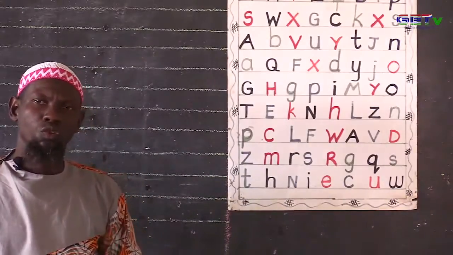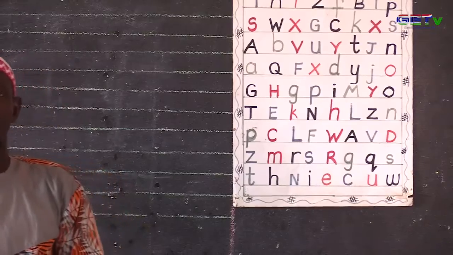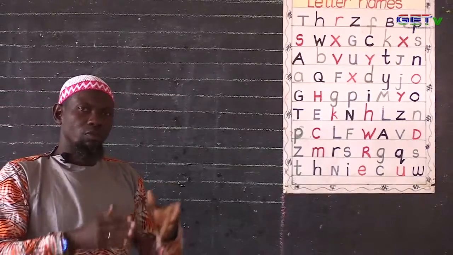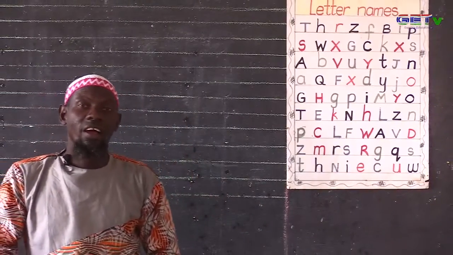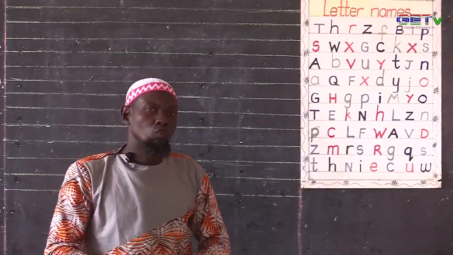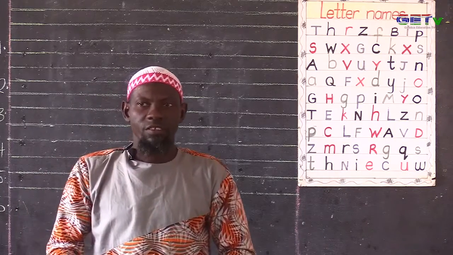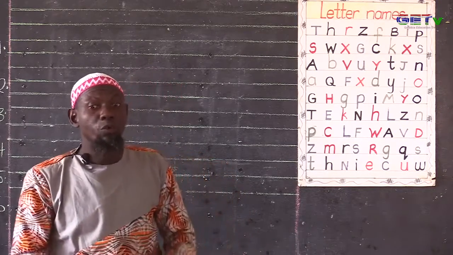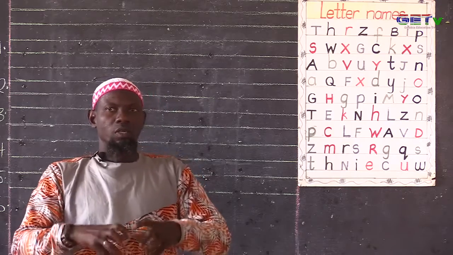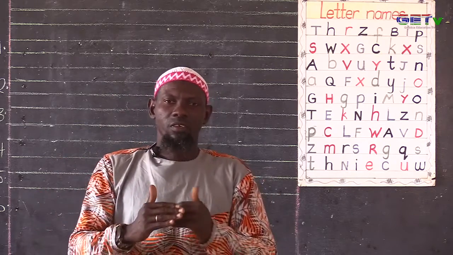We want to go through the names of the letters we learn. You all know that there are 26 letters in the alphabet. So we'll quickly go through those 26 letters before we go into the lesson proper. Let's say the names of the alphabets in order.